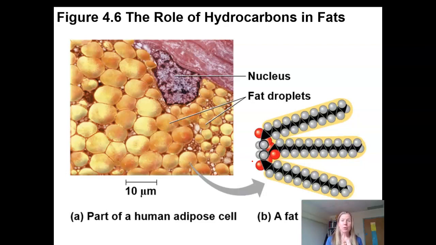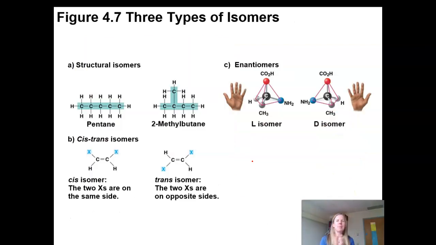Now, that works really nicely in your car as a fuel because it can undergo a reaction and release a large amount of energy to propel you down the road. And it also works really nicely in our bodies. We can store a large amount of energy in a fairly small molecule so that we can carry out life's processes. Okay, let's see. Isomers.